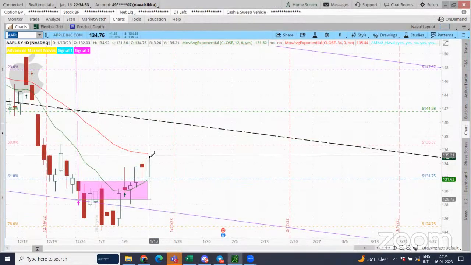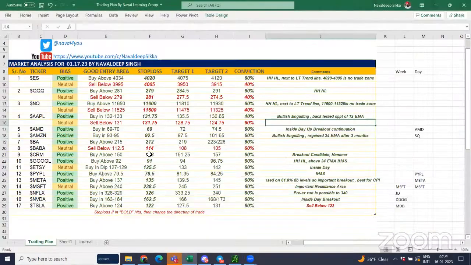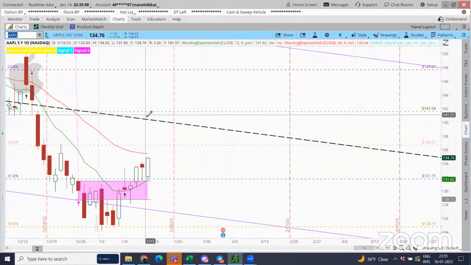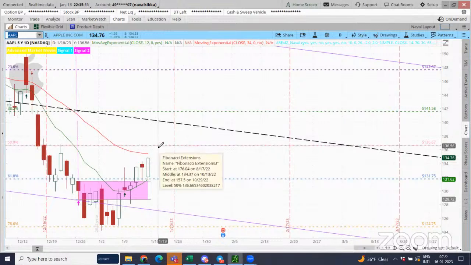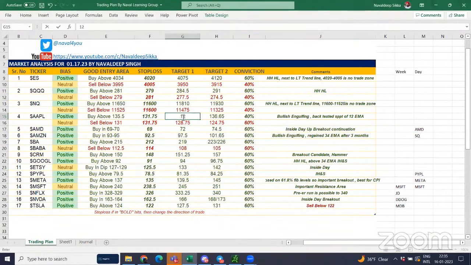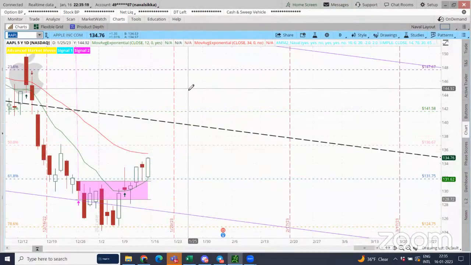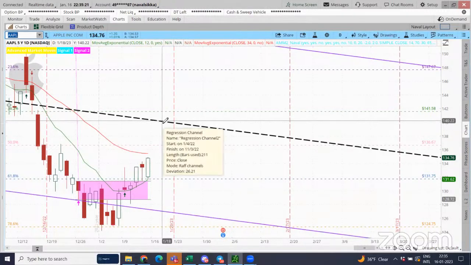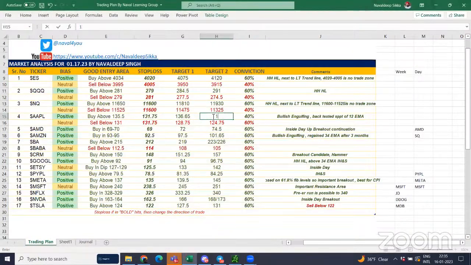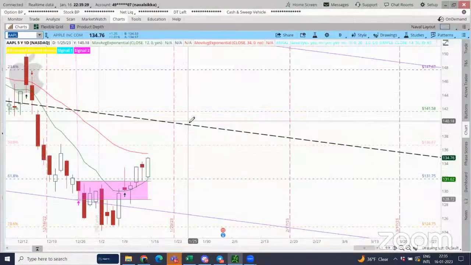Now it should break above the 34 EMA, which is 135.50. So Apple, I would love to go long above 135.50. My targets will be 136.75 or 65, and then this area, which is 140-ish. I'm giving it 60% because for the last couple of days, it has managed the momentum.